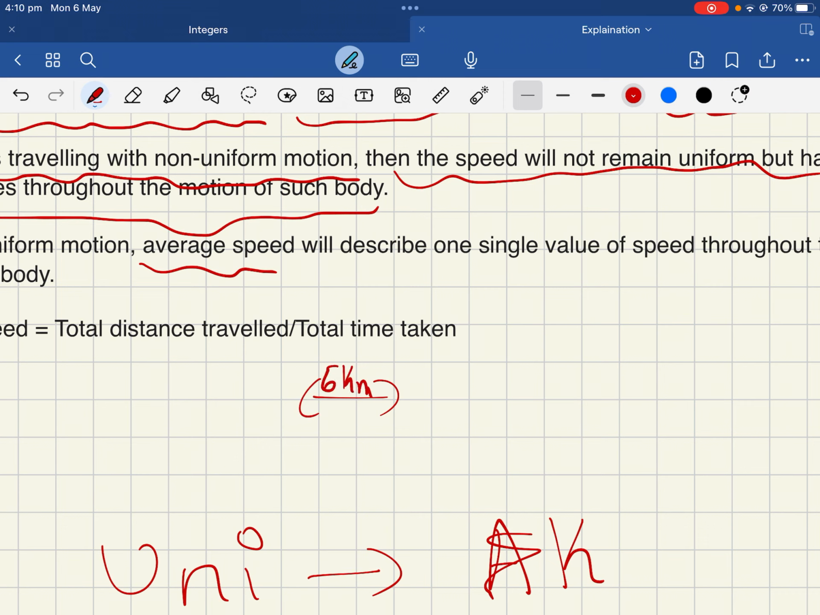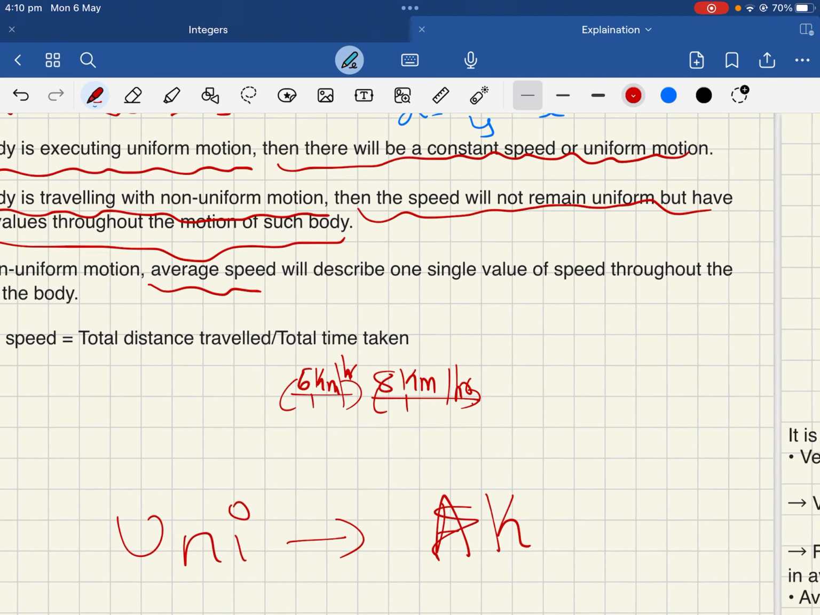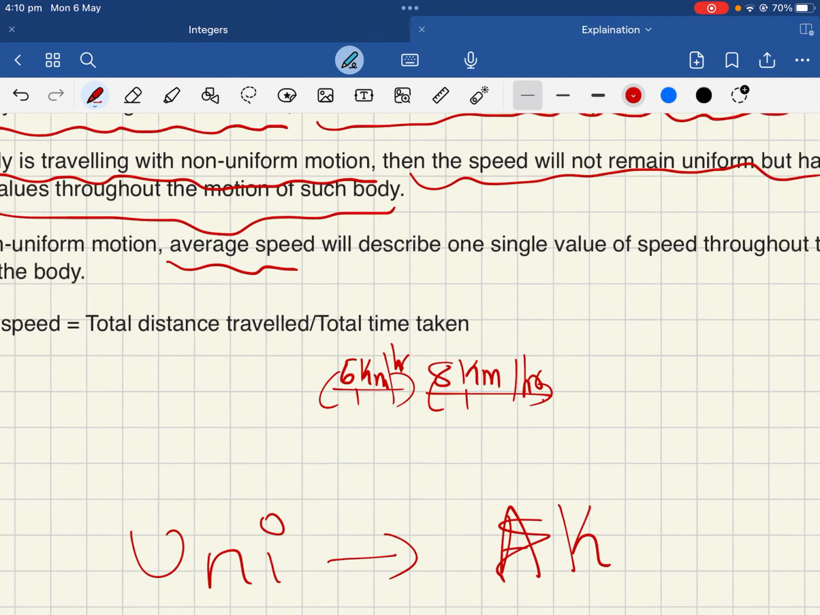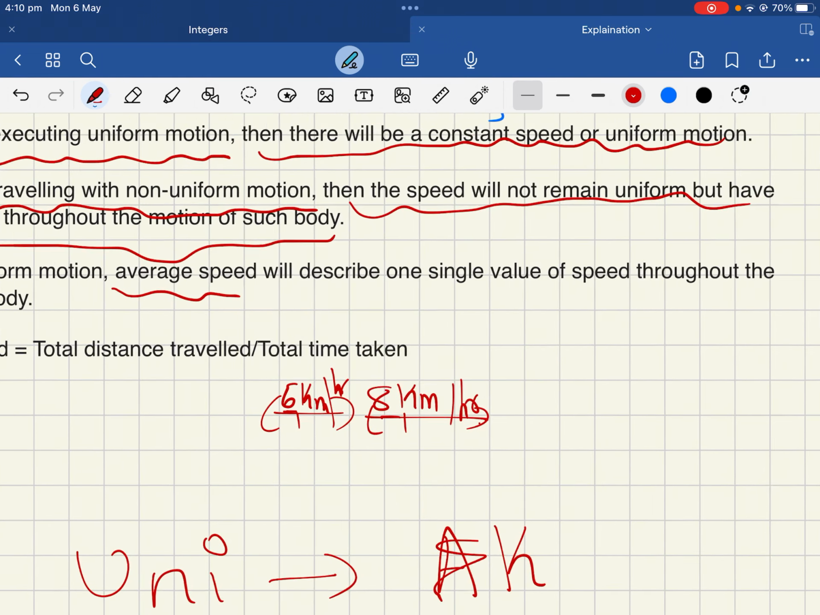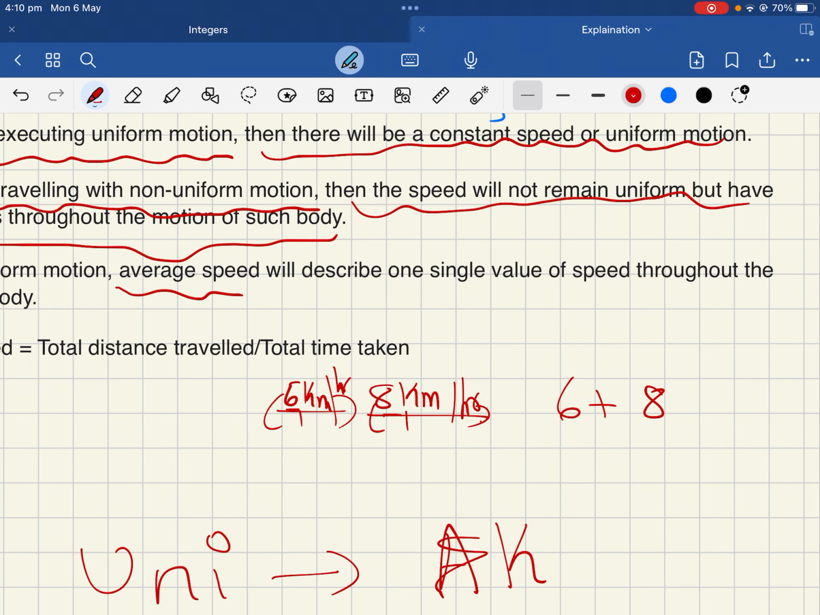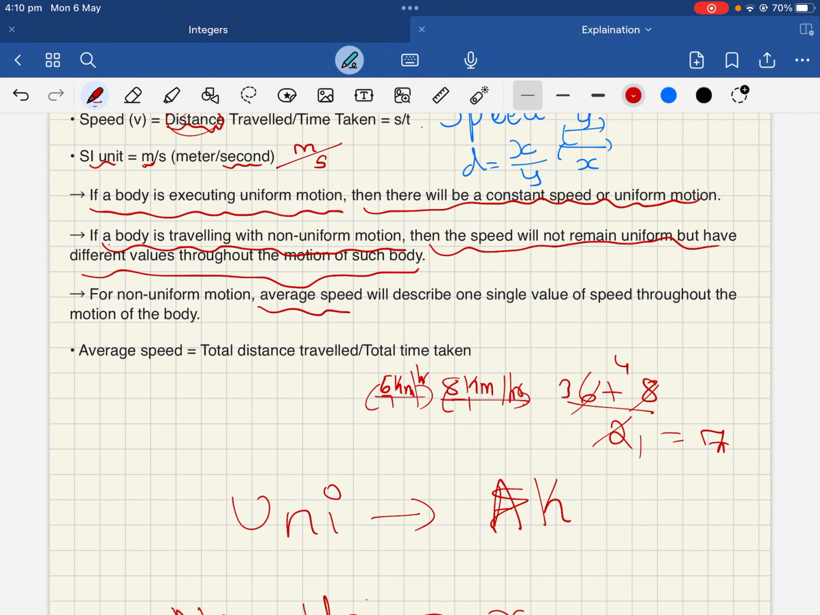In this distance, x distance, it travels 6 km per hour, and in the same distance, it travels 8 kilometers per hour. For example, it traveled for 2 hours, so it traveled 6 plus 8 kilometers, and that will be divided by total time taken, that is 2. That would be 7. So the average speed would be 7 kilometers per hour. I hope you understood that well.